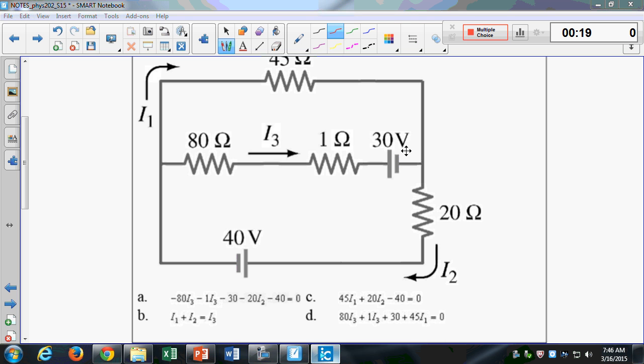Which of these equations is correct, I think? Yeah, which of these is correct?